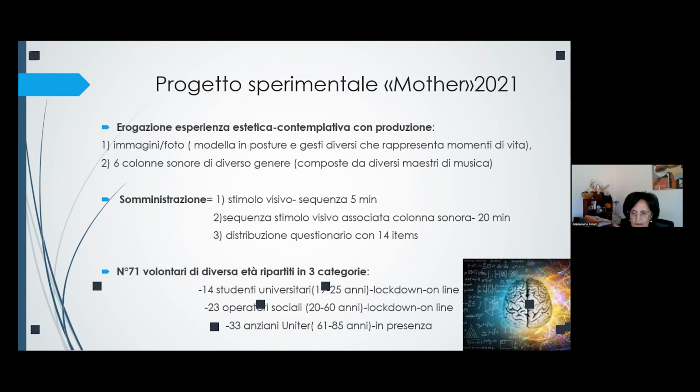We recruit 71 people with different ages. We had 14 students with an age between 19 and 25, 23 social workers with an age between 20 and 60, and then 33 elderly with an age between 61 and 85. Next slide.